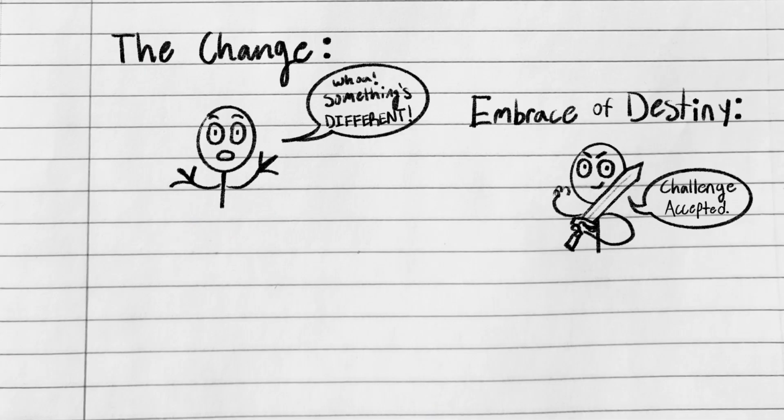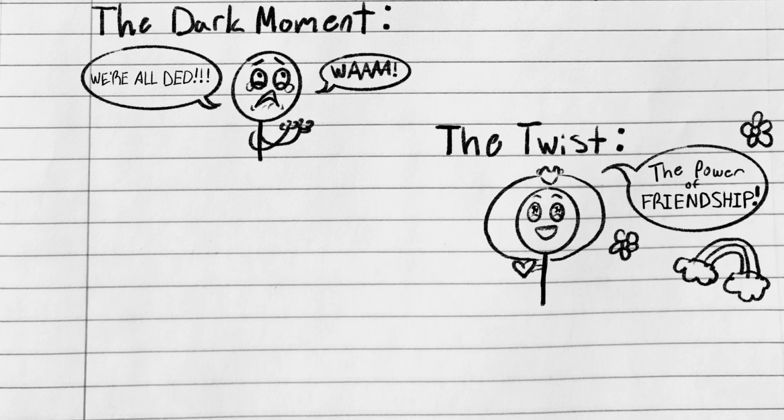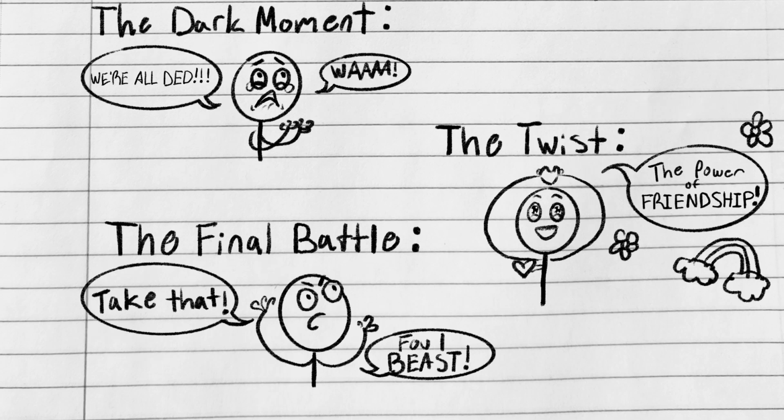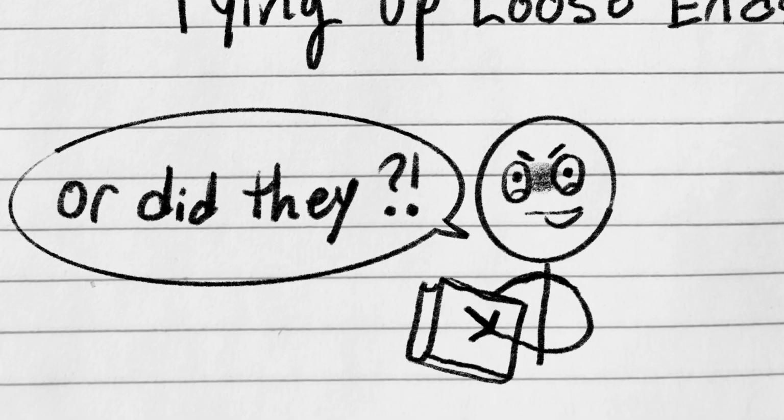I mentioned this a couple times. People have different names for this. This is the one that I was taught, not sure where it came from, but we're going with it. So, the change, embrace the destiny, dark moment or twist, final battle, tying of loose ends. Those are the 5 points we're going for.